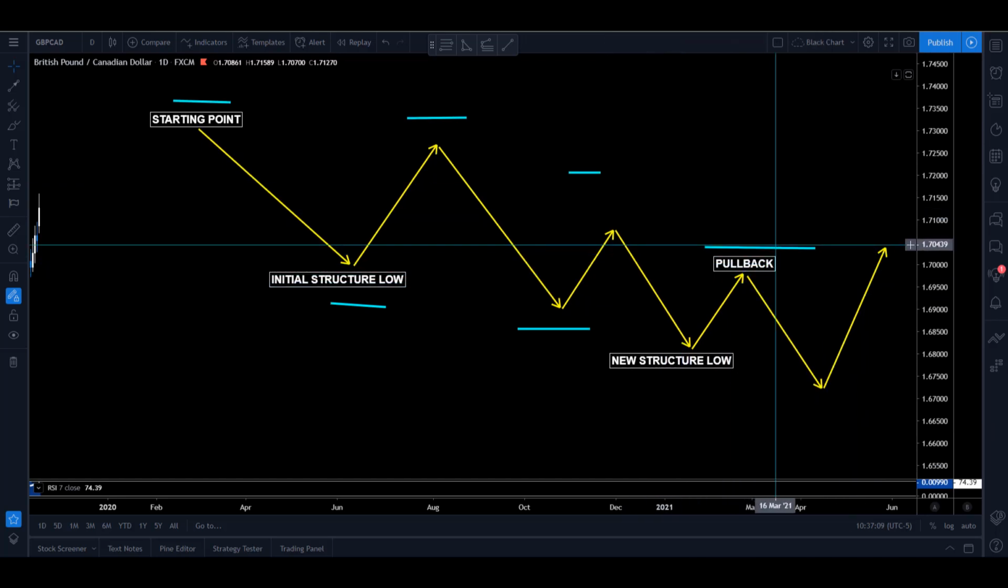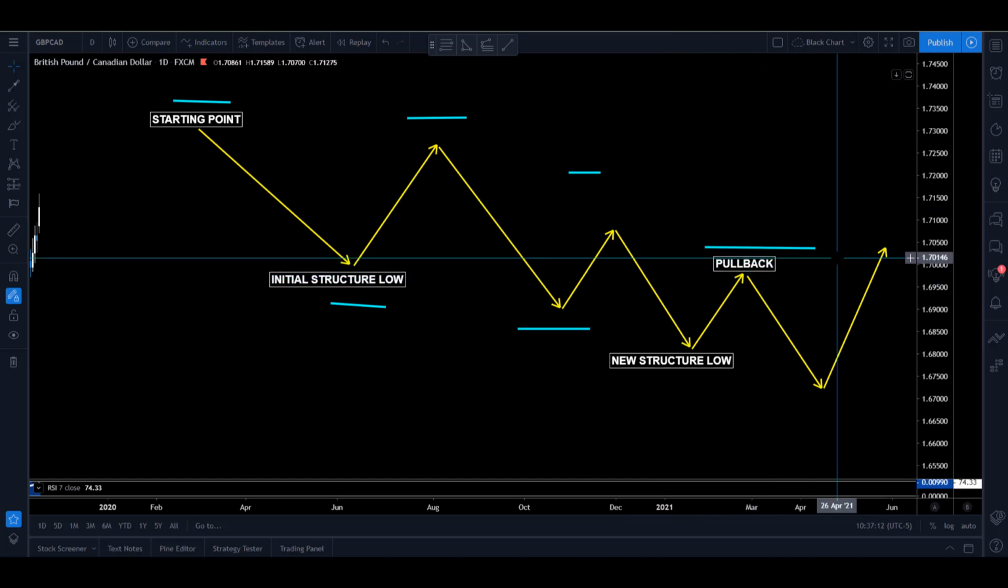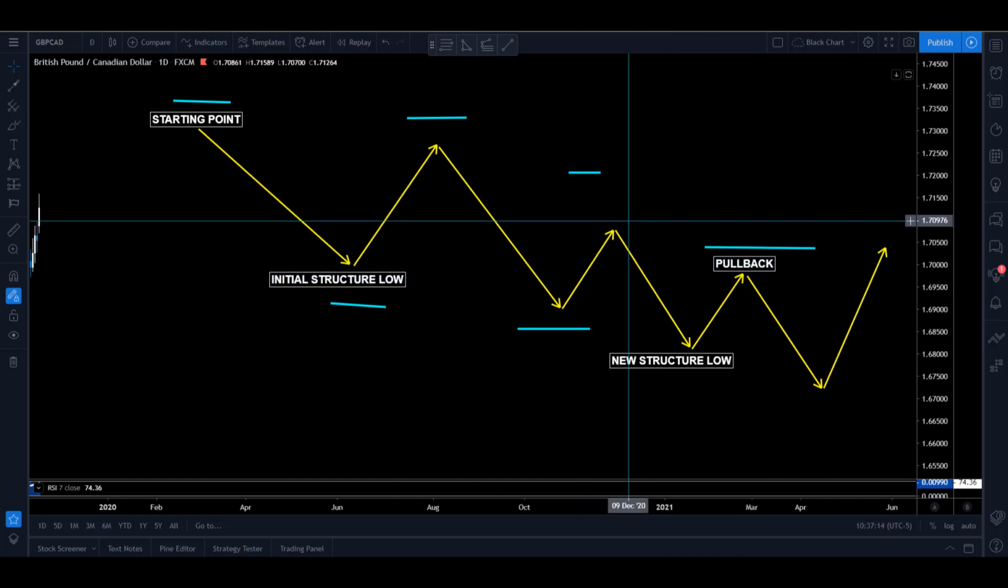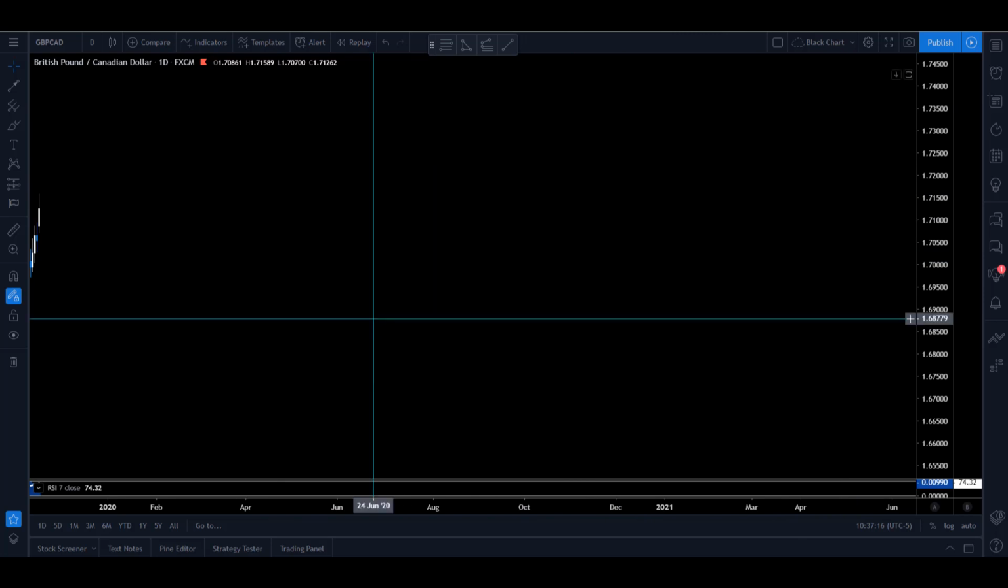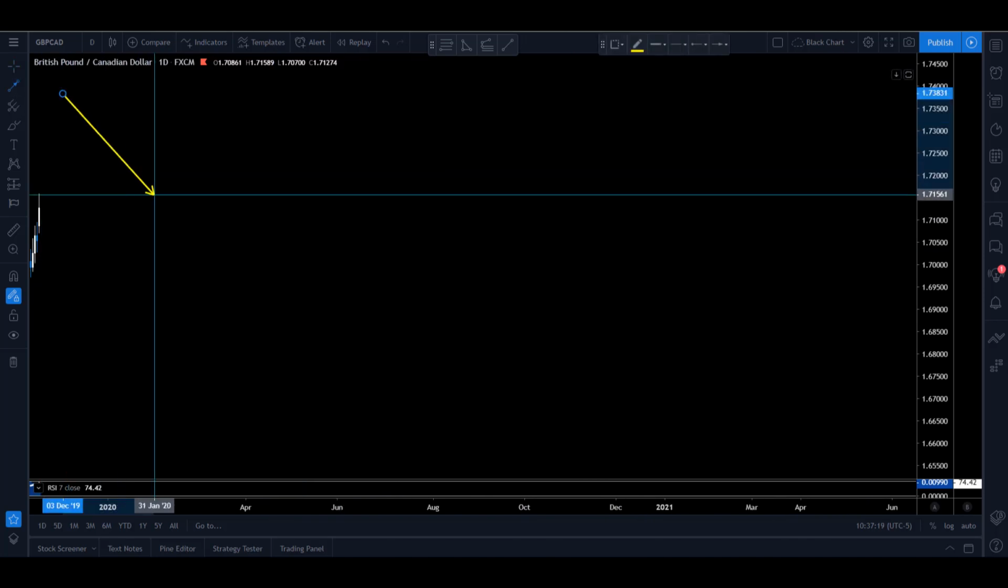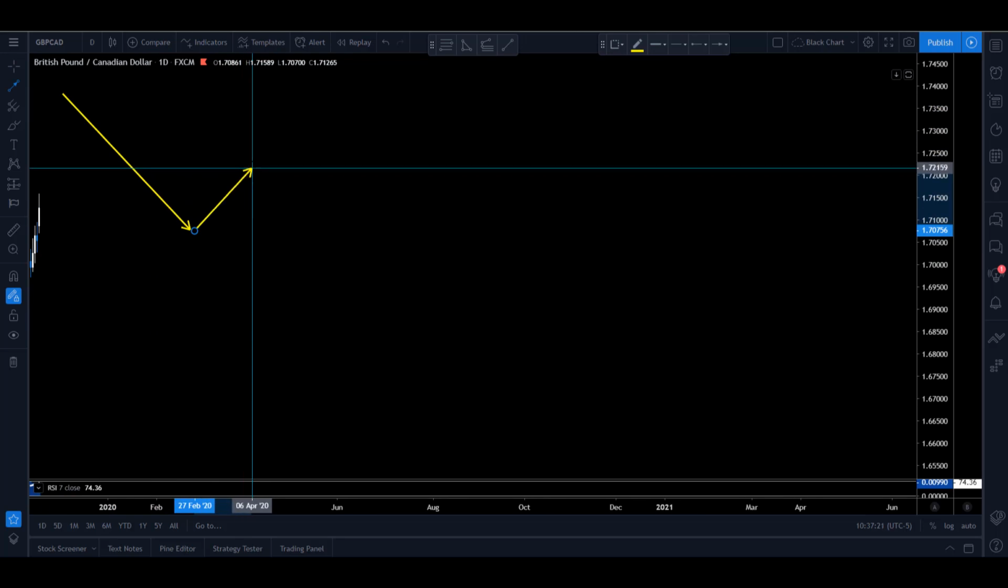So once we violate this level, we are no longer in a bearish trend. However, we are not in a bullish trend. And I'm going to simplify this for you a little bit, and this is something that we did for our traders.